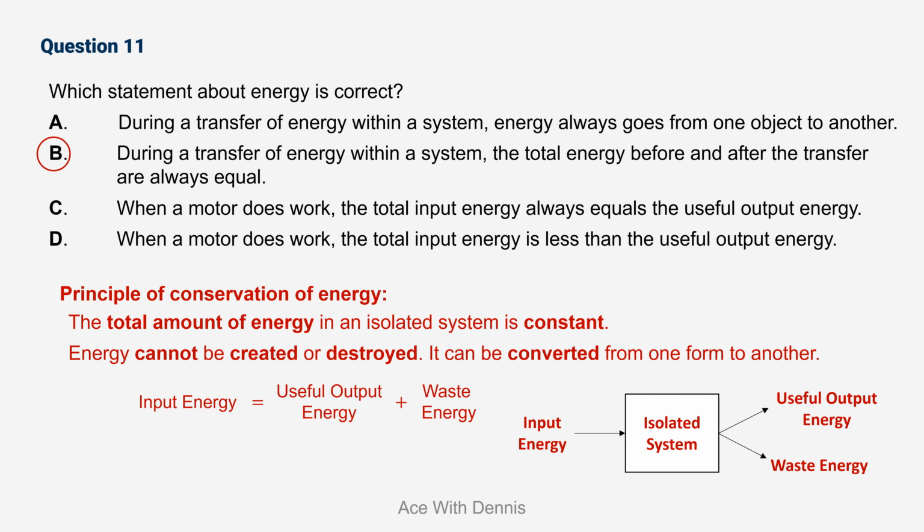During a transfer of energy within a system, the total energy before and after the transfer are always equal. Alright, so what's wrong with option A? The energy does not necessarily have to go from one object to another. For option C, the total input energy is not always equal to the useful output energy. We need to consider the waste energy as well. For option D, the total input energy will not be less than the useful output energy. We can look at this equation. If the input energy is less than the useful output energy, then the waste energy will become a negative value. Energy cannot be a negative value.